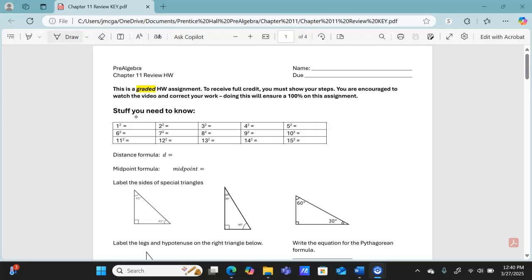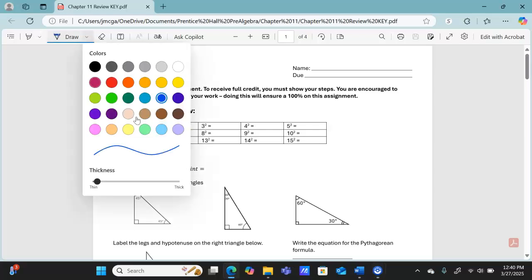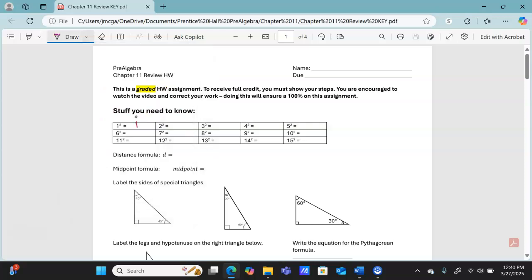the Chapter 11 review, and we are starting with just things you needed to know. And so 1 squared is 1, 2 squared is 4, 3 squared is 9, 4 squared is 16, 5 squared is 25, 6 squared is 36, 7 squared is 49, 8 squared is 64, 9 squared is 81, 10 squared is 100, 11 squared is 121, 12 squared is 144, 13 squared is 169, and then 14 squared is 196, and then 15 squared is 225.